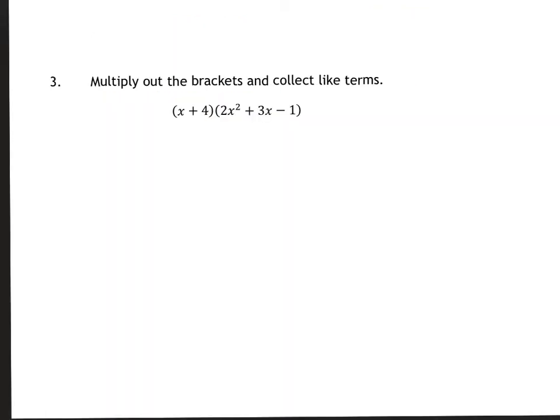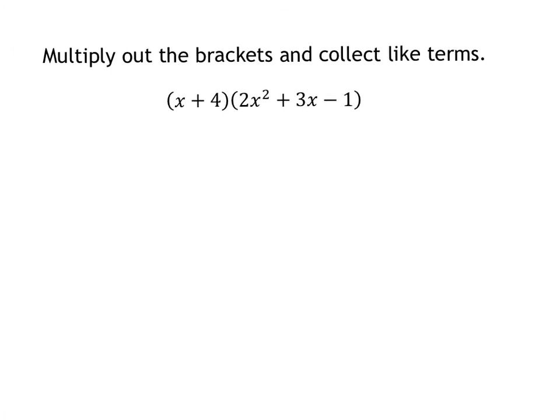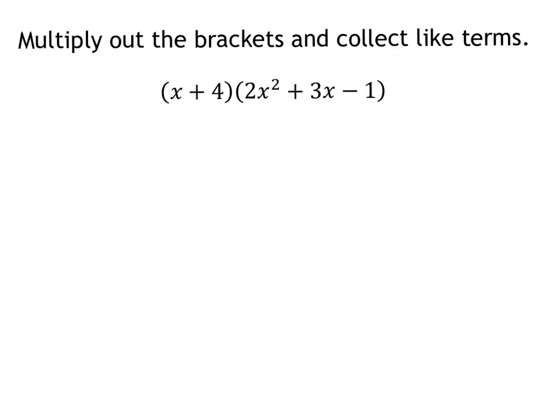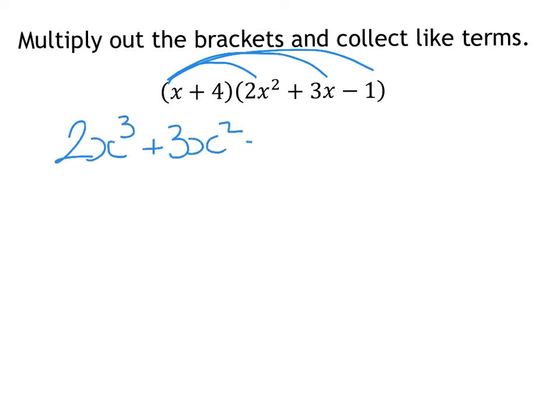Right, next question wants us to multiply out some brackets. Now there are two ways of doing this. I'm going to use basically the kind of FOIL method. So I'm going to times absolutely everything in the second bracket by x. So that gives me 2x cubed, 3x squared, minus x. Okay, so there's my first line, everything multiplied out by x.